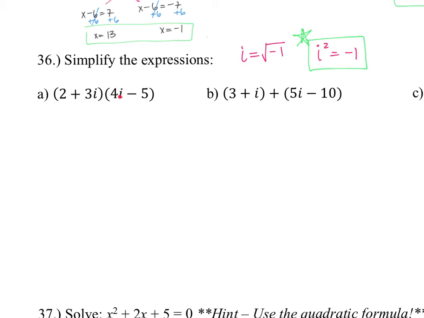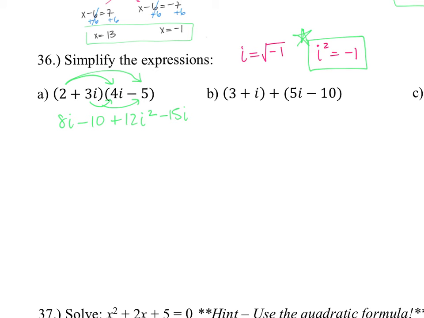So if I were to encounter this problem here, I might start off with foiling, like 2 times 4i, which gives me 8i. 2 times -5 is -10. 3i times 4i makes it a positive 12i squared. Notice there's a square here because 2 i's make an i squared when you multiply. 3i times -5 gives me -15i.